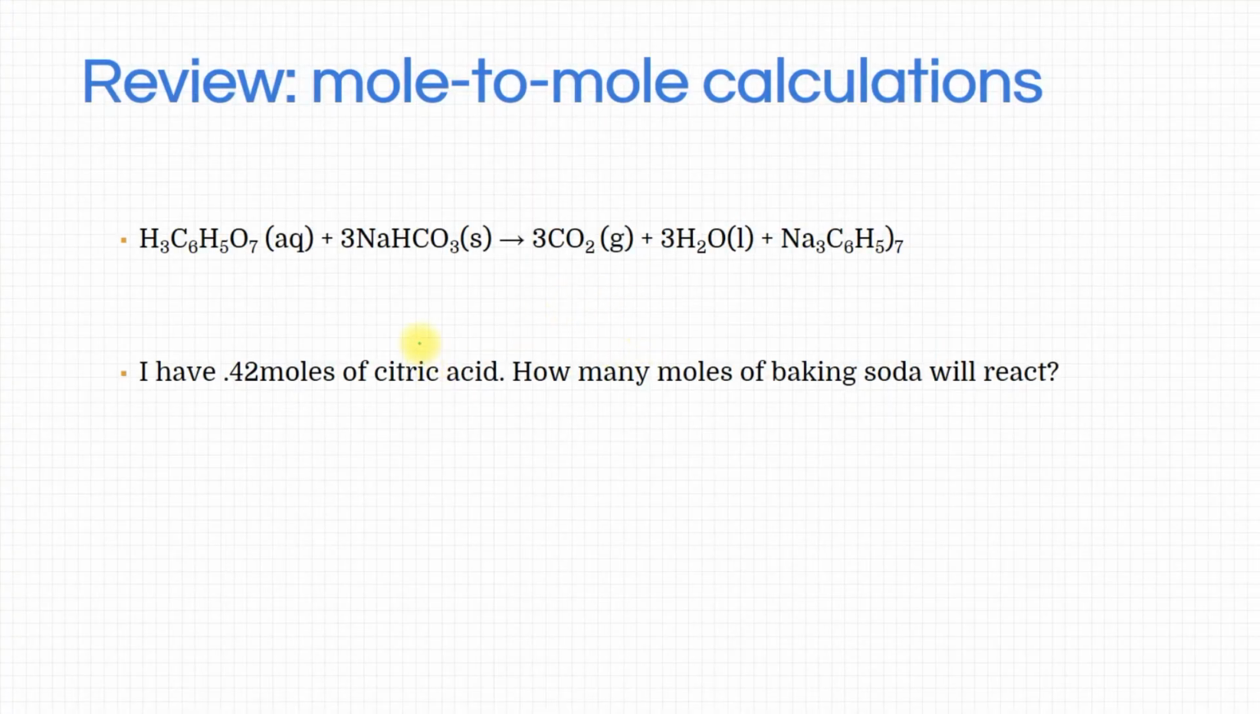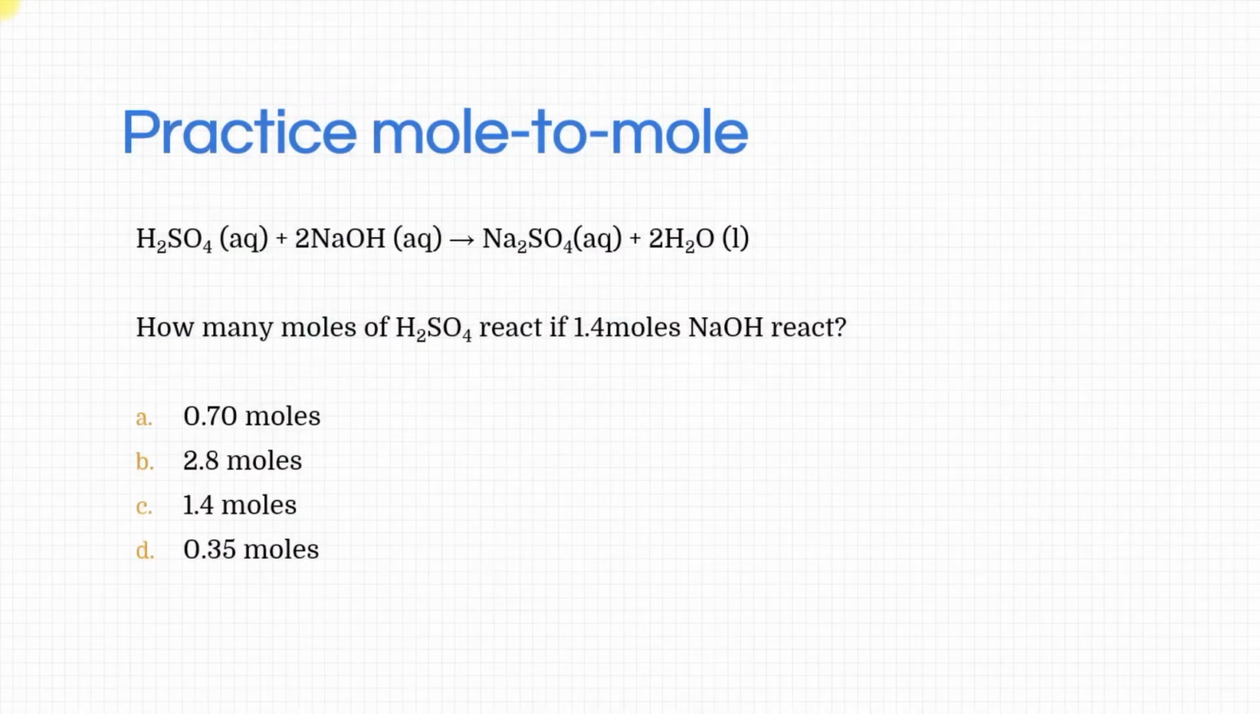This is a review from the last chapter, but if we have 0.42 moles of citric acid, and I need to know how many moles of baking soda are going to react, I want you to fill this in. Tell me what conversion factor to use and what the answer is. Here's another one to practice with. So, pause the video and give it a shot, and then I'll give you the answer, and you can tell if you're doing these conversions correctly.